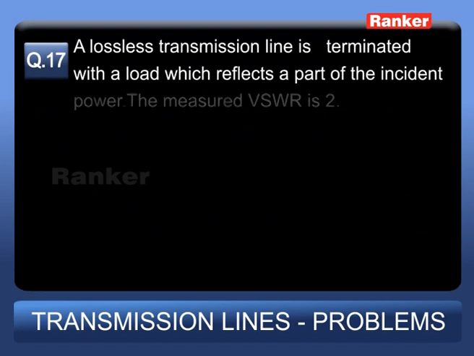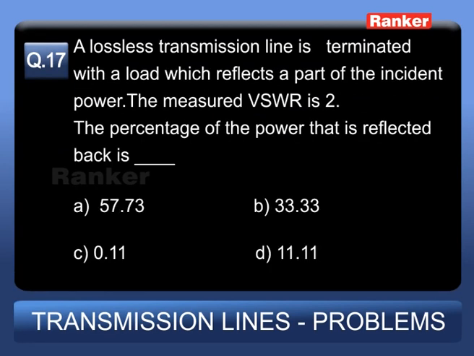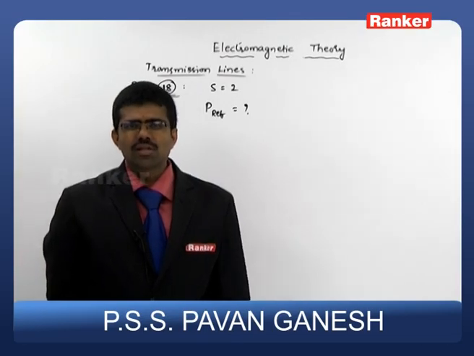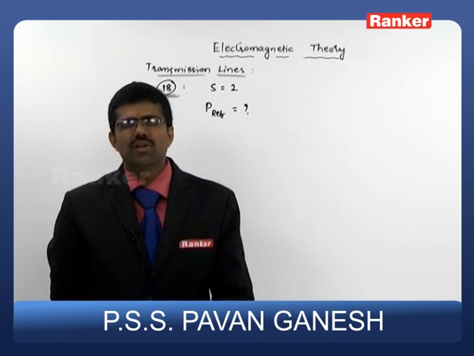Problem 18. A lossless transmission line is terminated with a load which reflects a part of the incident power. The measured VSWR is 2. The percentage of power that is reflected back is: option A, 57.73; option B, 33.33; option C, 0.11; and option D, 11.11. Already we have gone through such a type of problem. This is also a similar problem but with slightly different data.